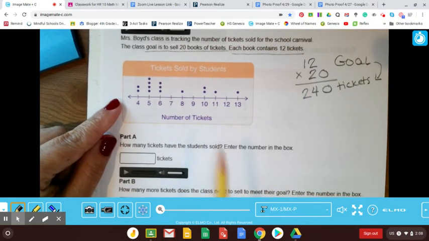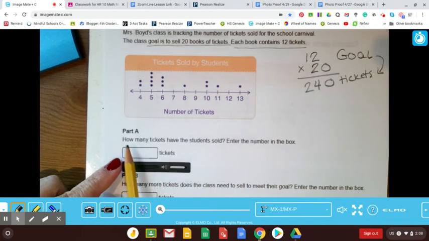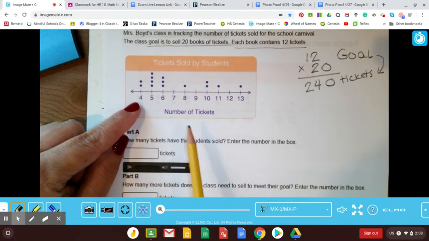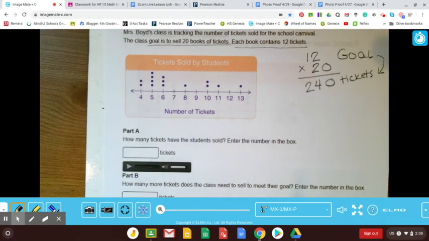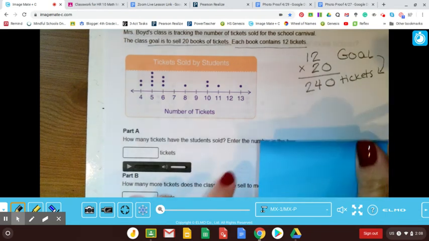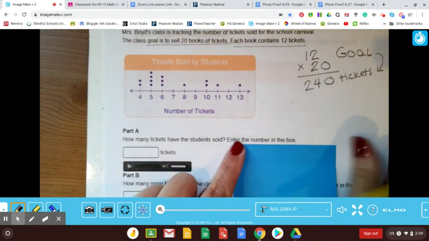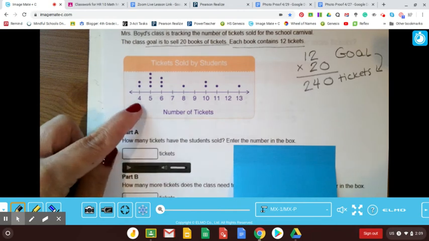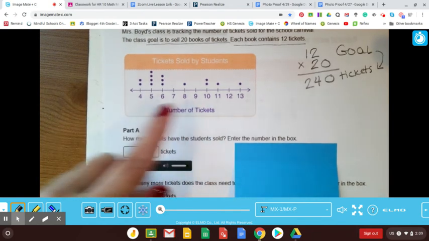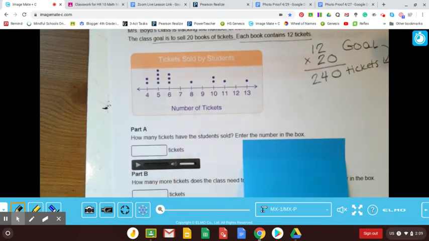All right, so here's my line plot and the first question. How many tickets have the students sold? Enter the number in the box. Well, let's see. This one is going to take some figuring out. I'm going to use this piece of paper here. All right, so let's see. These are the number of tickets and the dots are the students.